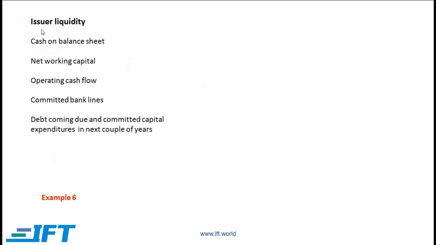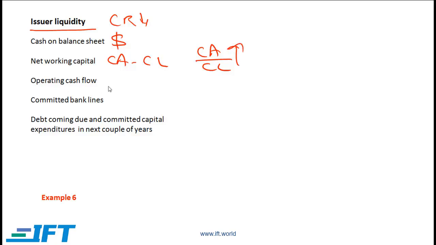It is important to assess the issuer's liquidity because a strong liquidity position will reduce credit risk. In terms of liquidity, we should study cash on balance sheet. Obviously, high amount of cash on balance sheet is a good thing. We need to consider net working capital, which is the current assets minus current liabilities, or we can also look at ratios such as current assets over current liabilities. And again, the higher the better. Operating cash flows, if operating cash flows are positive and strong, that's a good thing.